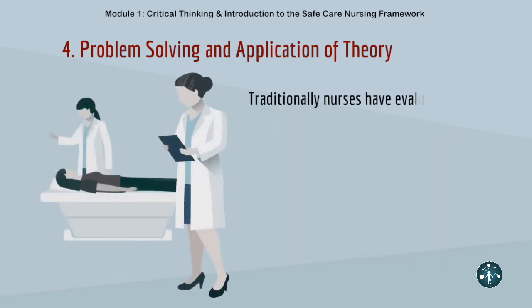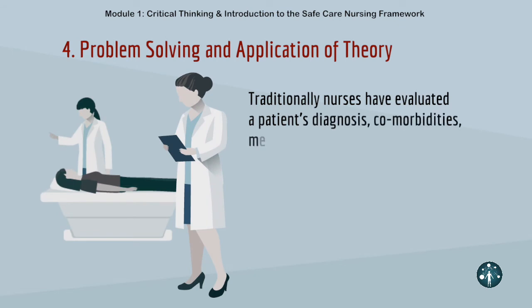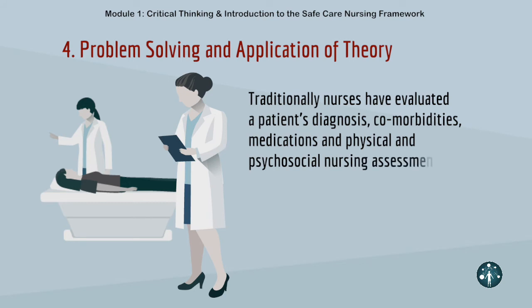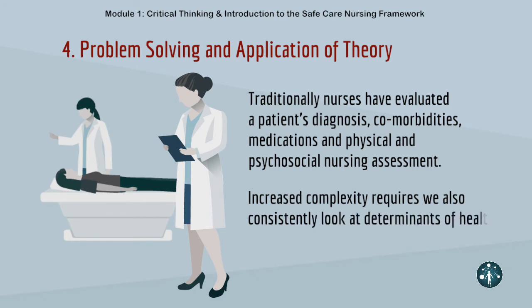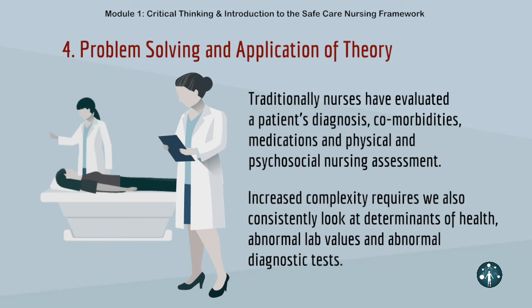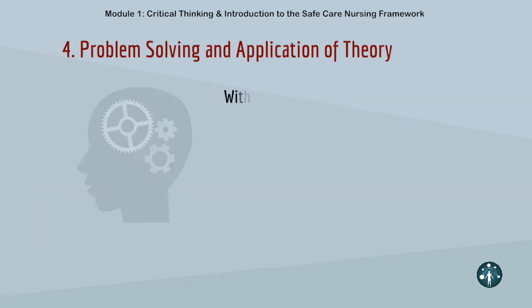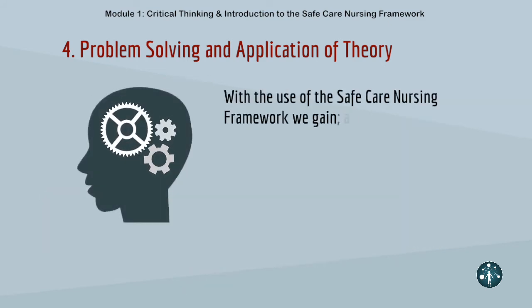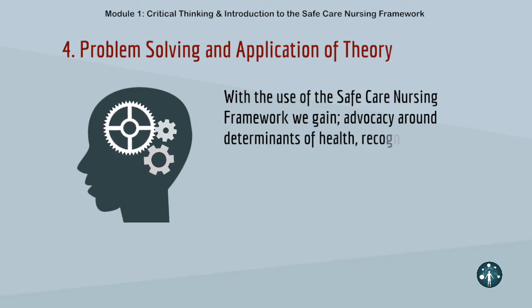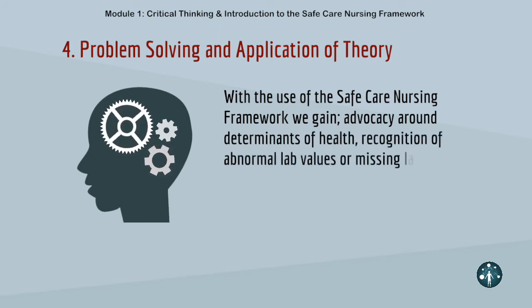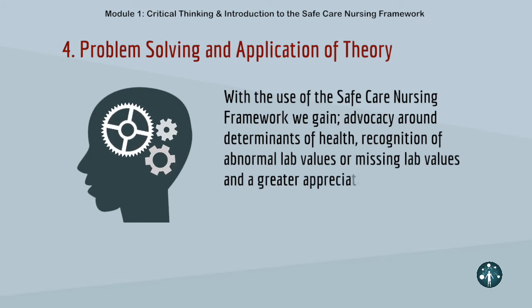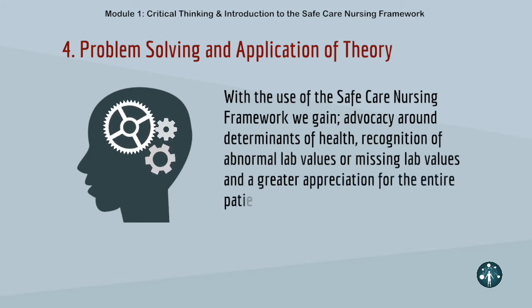Traditionally, nurses have evaluated a patient's diagnoses, comorbidities, medications, physical and psychosocial nursing assessment. Increased complexity requires we also consistently look at determinants of health, abnormal lab values, and abnormal diagnostic tests. With the use of the Safe Care Nursing Framework, we gain advocacy around determinants of health, recognition of abnormal lab values or missing lab values, and a greater appreciation for the entire patient profile.